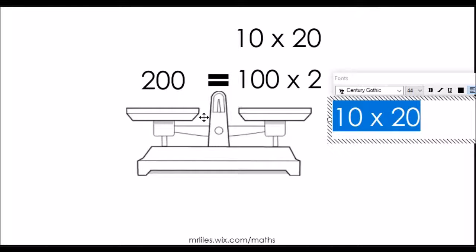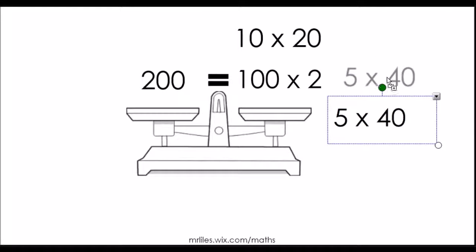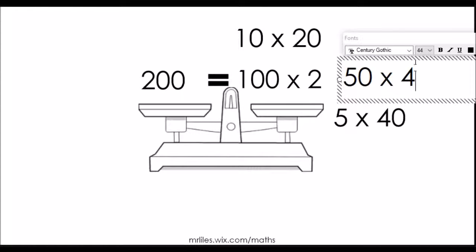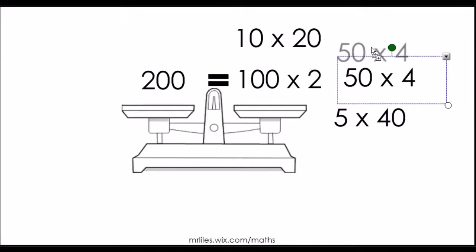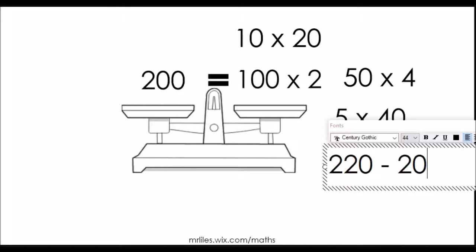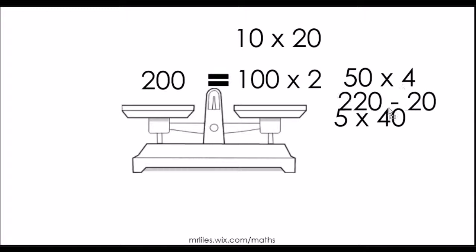Or 5 multiplied by 40. Or 50 multiplied by 4. Or something as simple as 220 subtract 20. All of these are equal to 200.